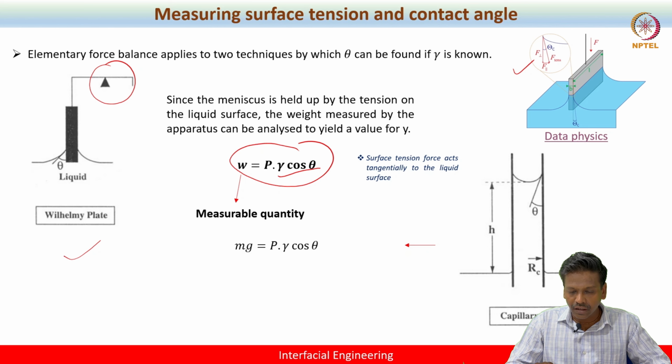So basically, the tangential force is nothing but gamma cos theta in this case. You can get this gamma cos theta from the simple geometric rule. And when you multiply that by the perimeter, we get the expression simply in force units. So that is exactly what we do here.